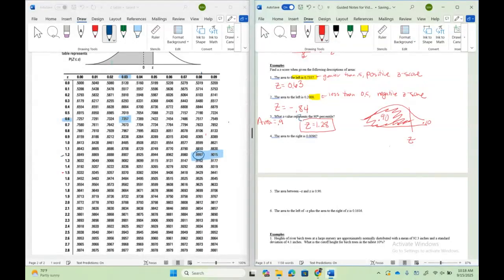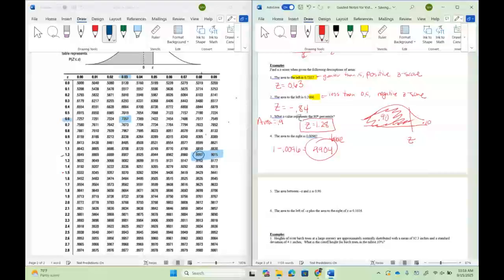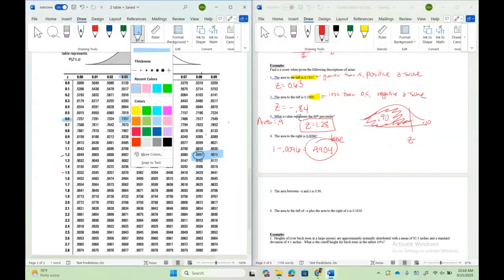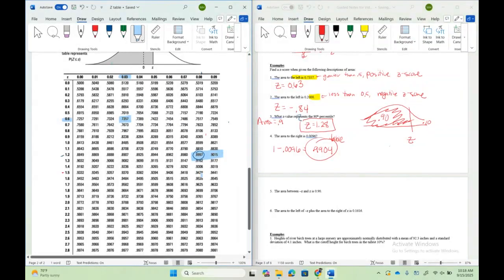All right. So this has an area to the right of 0.0096. So let's do 1 minus 0.0096. This gives me 0.9904. So this is a value I should be able to find on my table. So let's go back to the table. 0.9904. Let's see. Oh, there we are. All right, so this has a z-score of 2.34.